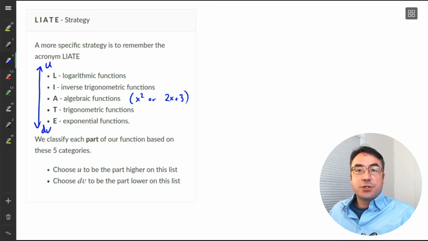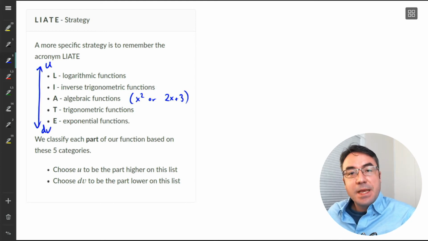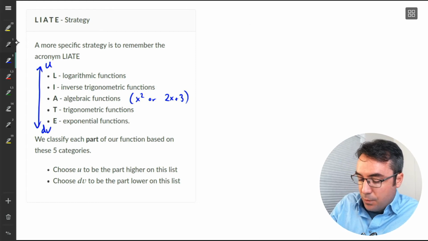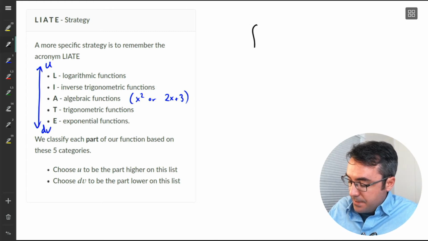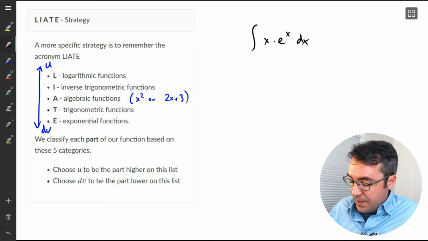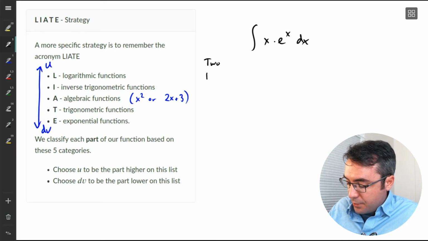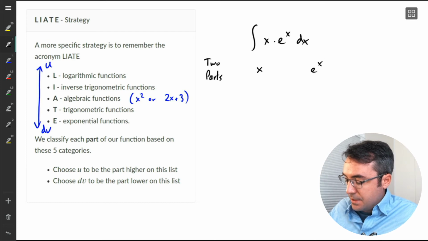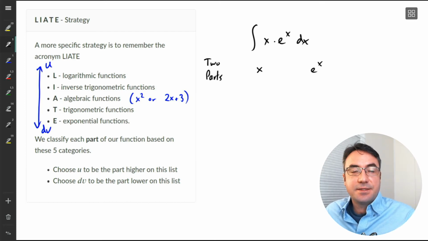So how we actually use this strategy is, let's talk about it in the context of example 1. What was example 1? It was x times e to the x dx. Let's break our function into two parts, x and e to the x.